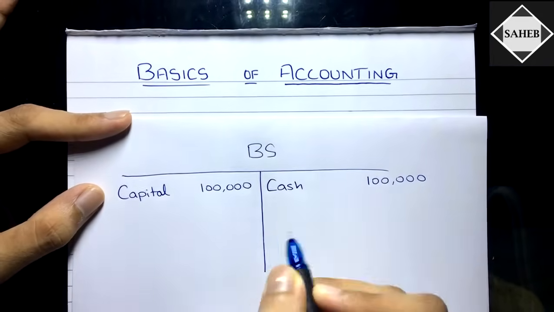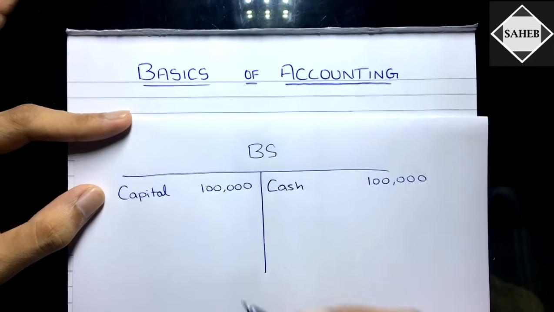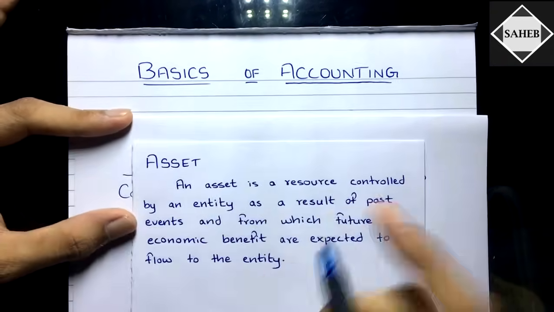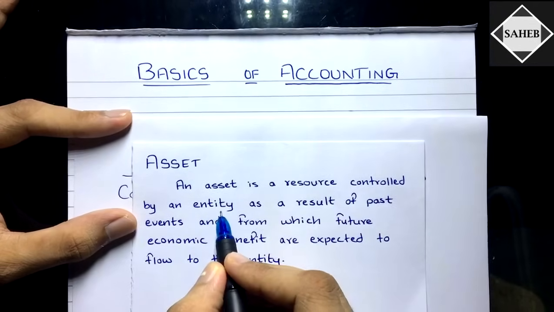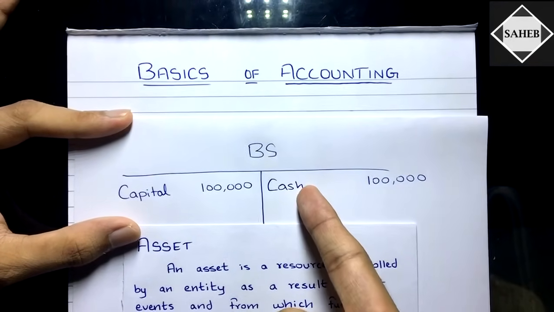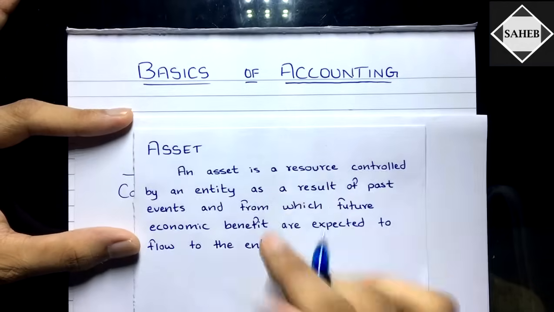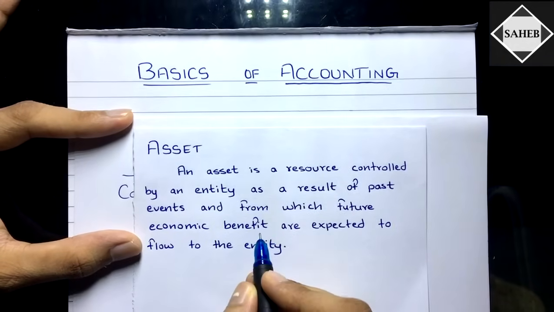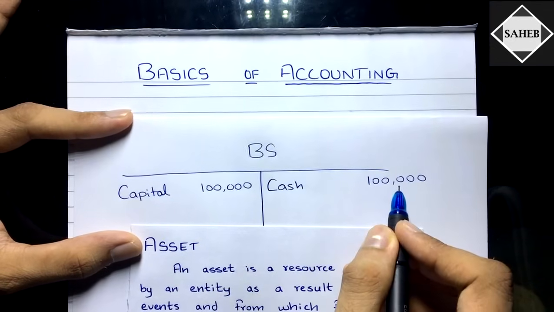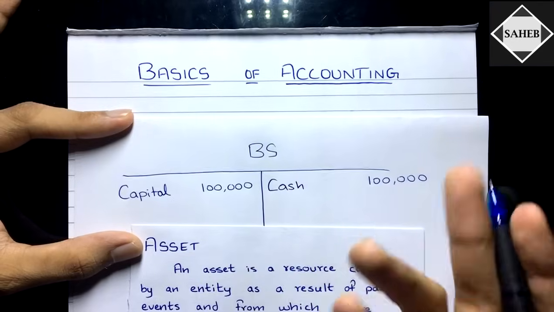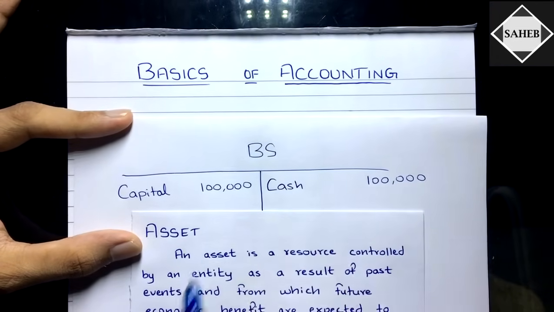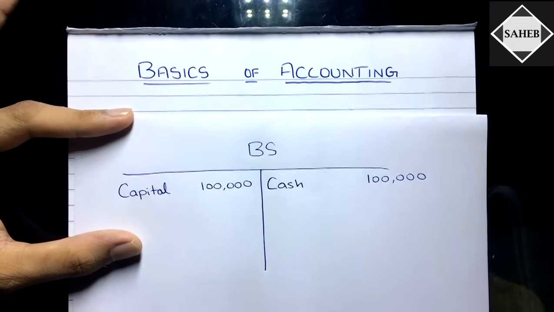Clear? So now how is cash our asset? That's because of the definition of an asset. An asset is a resource controlled by an entity. Do we have control over this cash? Of course we have. You invested the money here, so you have control over that. And future economic benefit: do you have future economic benefit from that? Of course you have. You can do whatever you want with this cash, you can invest it somewhere. So you have complete control, and future economic benefit is there. So this is your asset. Clear? Yes.